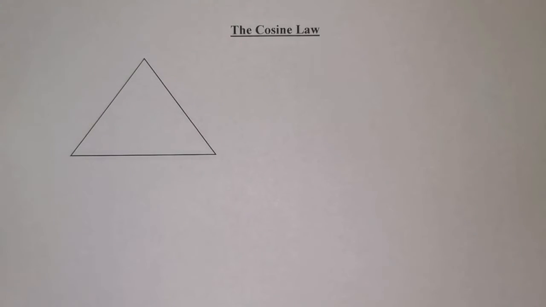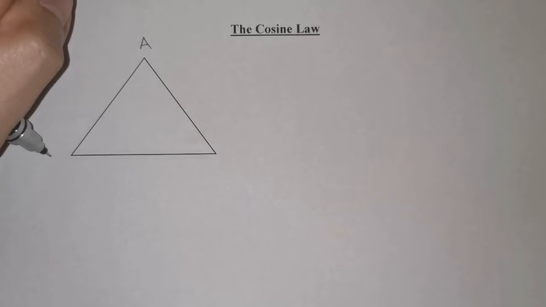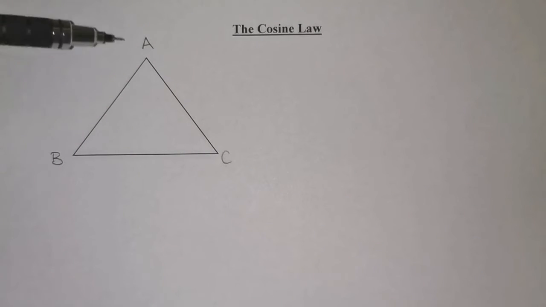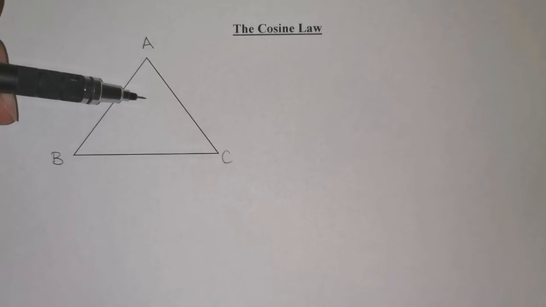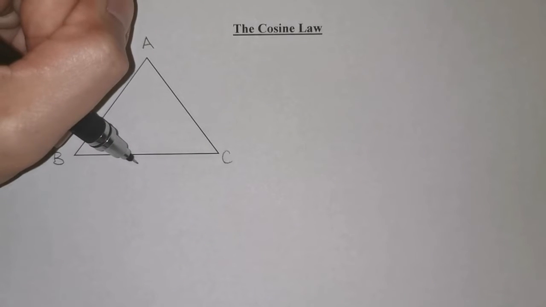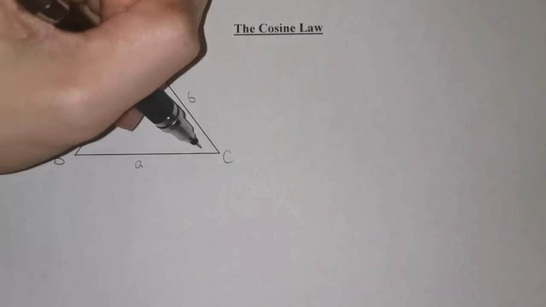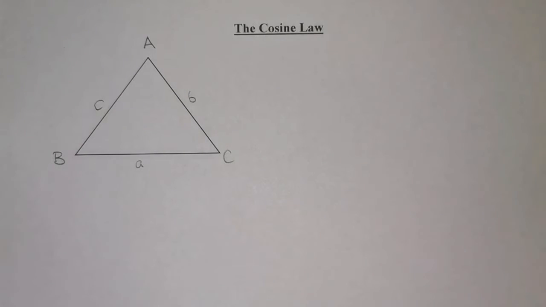And before we do that, we have to label the triangle first. So the angles or the vertices will be capital A, B, and C. And of course the sides that are opposite will be lowercase a, lowercase b, and lowercase c.